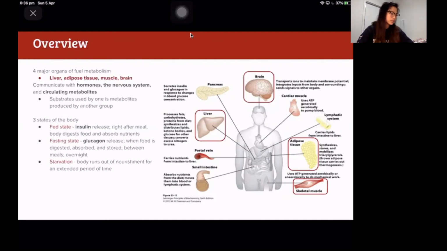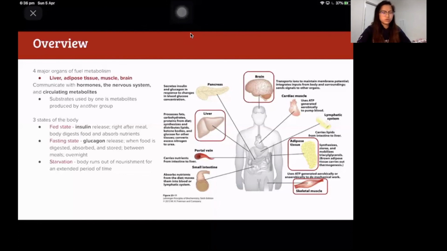So yeah, there are three states of the body. There's the fed state, the fasting state, and starvation. So the fed state obviously is right after you eat. It's when your body is digesting food and absorbing the nutrients. And when the pancreas detects an increased level of glucose in the body, it releases insulin. So this is the signaling molecule that signals all of these different organs to do different things in the fed state.